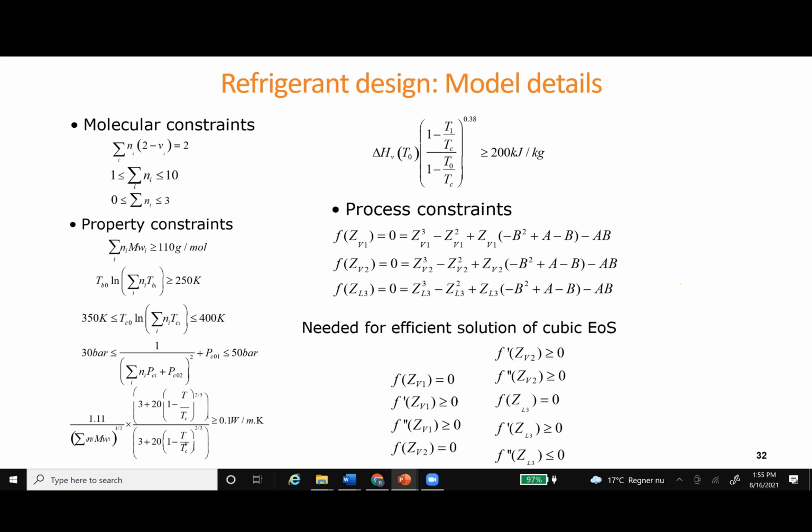Then process constraints is to find the pressure and the temperature of operation. Remember that one can be given and the other one is calculated. If pressure is given, then temperature is calculated. If temperature is given, then pressure is calculated. And if we are using an equation of state, which is a cubic equation, so to find the roots of that cubic equation very fast, some approximation is done.